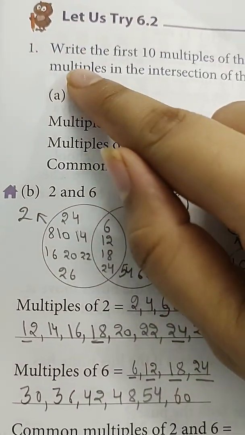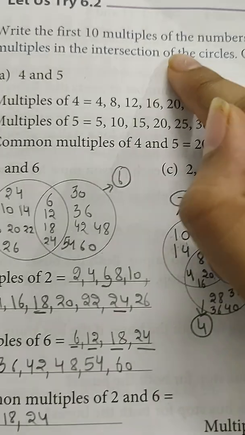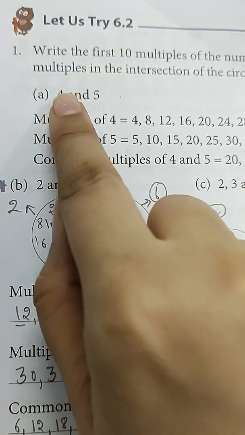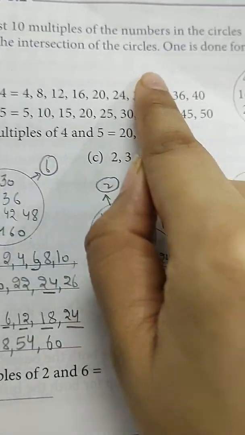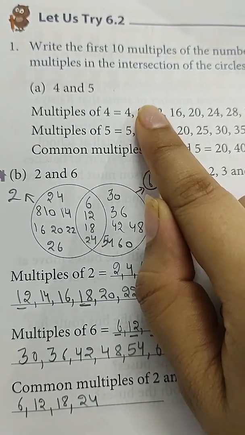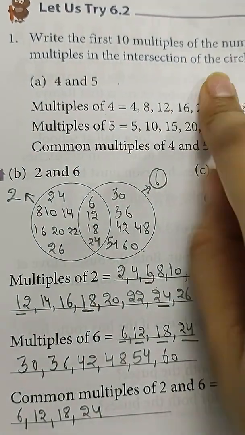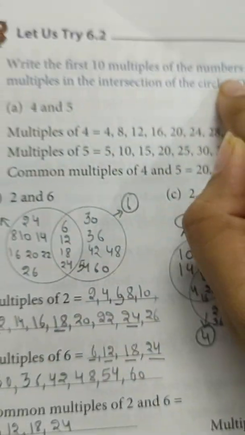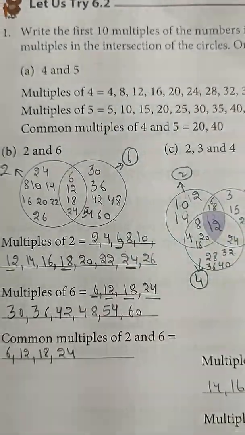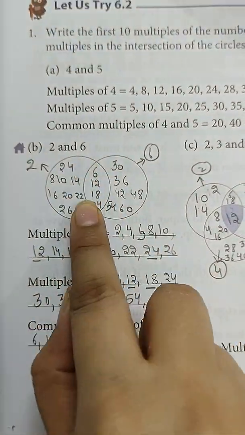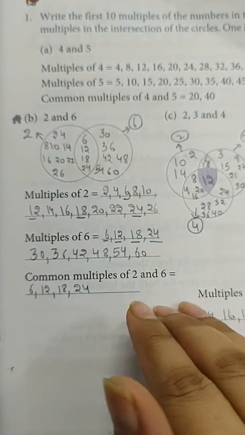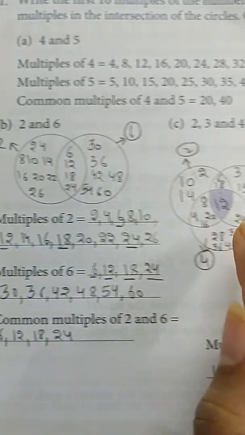Okay. So the first question that we have is: write the first 10 multiples of the numbers in the circle and their common multiples in the intersection of the circles. One is done for you. So they have already told you that you have to write the first 10 multiples of the numbers in the given circles, and then you have to find the common multiples in the intersection of the circles. This is the intersection. Okay, these diagrams, as you can see, are called Venn diagrams in mathematics.